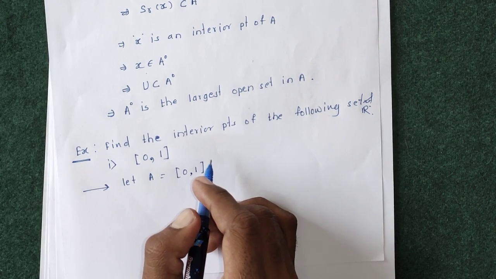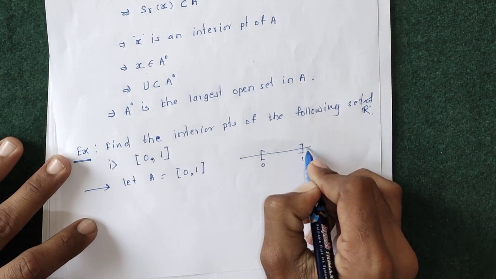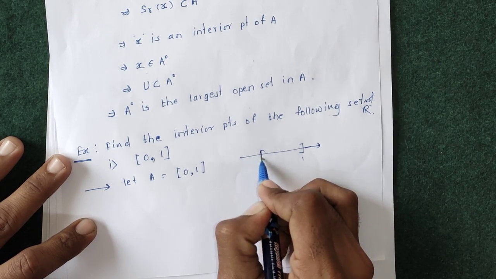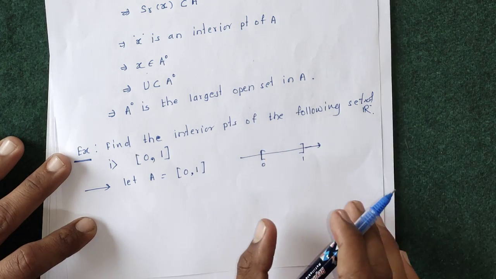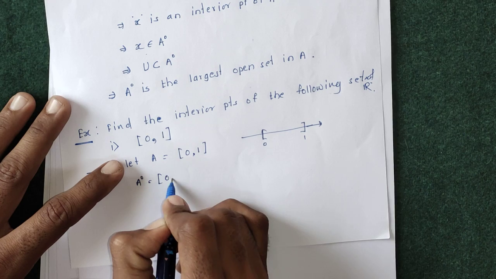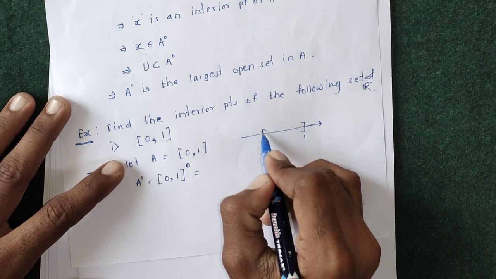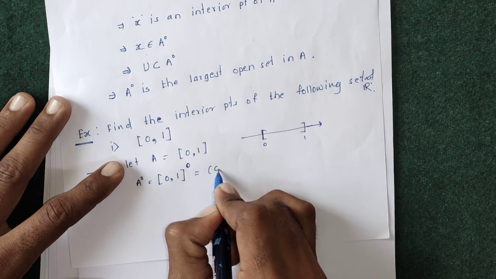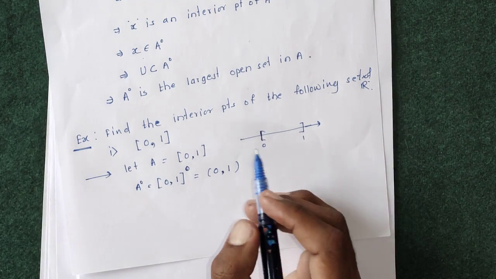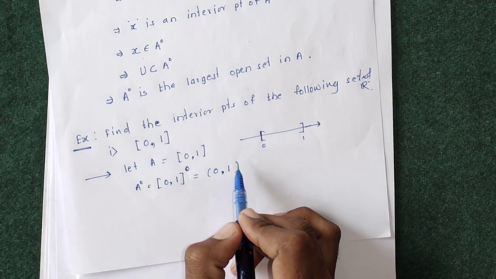Then this is the closed interval [0,1] on the real line. We know that the interior points of the set A are just excluding the boundary points; all the remaining points are the interior points. The boundary points are 0 and 1. So excluding 0 and 1, all remaining points are interior points, so the interior of the closed interval [0,1] is the open interval (0,1).